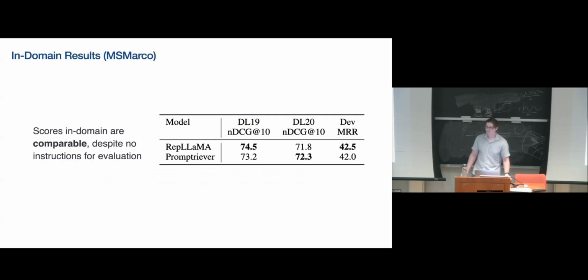So what does it look like, though, if you don't give it instructions? Like, maybe it's just an instruction-centric model. So if you evaluate on MS Marco, there are no instructions in this retrieval data set. Performance is pretty comparable. It beats it on 1, loses on 2, but fairly similar, despite the fact that there are no instructions and it can handle the instruction case.